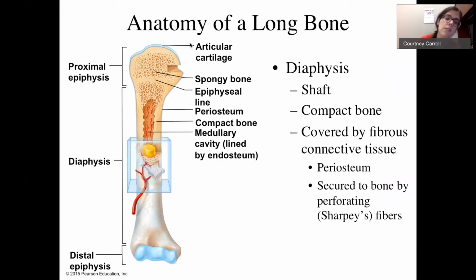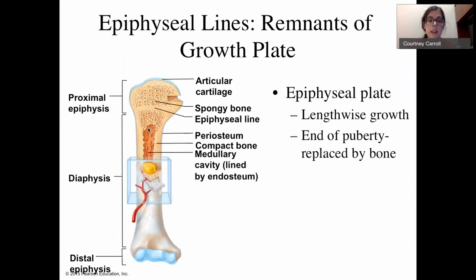We also have a diaphysis, which is the shaft or the middle part of the bone. Again, this is mainly compact bone here covered in a periosteum, which is a connective tissue, and secured to the bone by perforating fibers. Now, our epiphyseal line is the remnant of our growth plate. In childhood and through puberty, it's called an epiphyseal plate, and this is where it's made with cartilage, and it helps the bones grow lengthwise. At the end of puberty, it's replaced by bone fully, and it becomes an epiphyseal line.